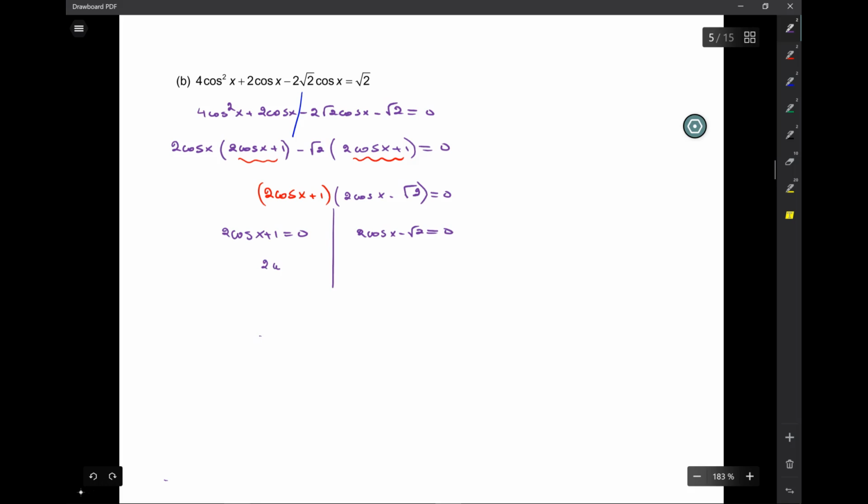So 2 cosine x is equal to -1. Cosine x is -1/2. So now, cosine is negative in these two quadrants. For what angles is cosine equal to 1/2? The pi over 3's. So that's going to be 2 pi over 3 and 4 pi over 3.